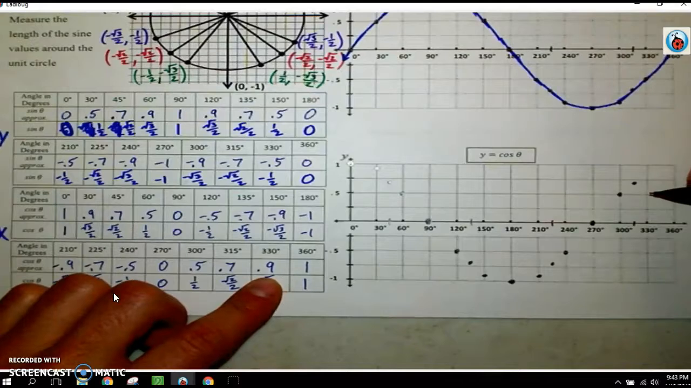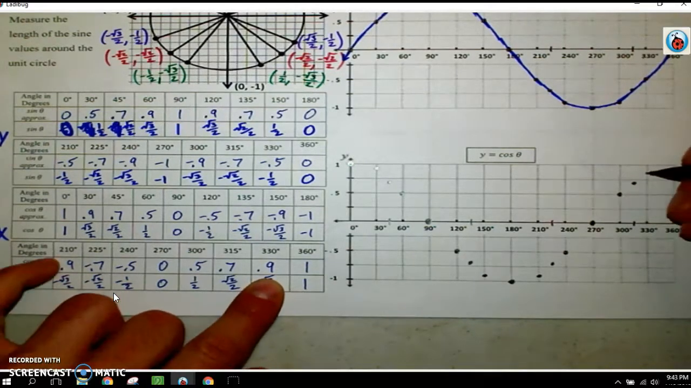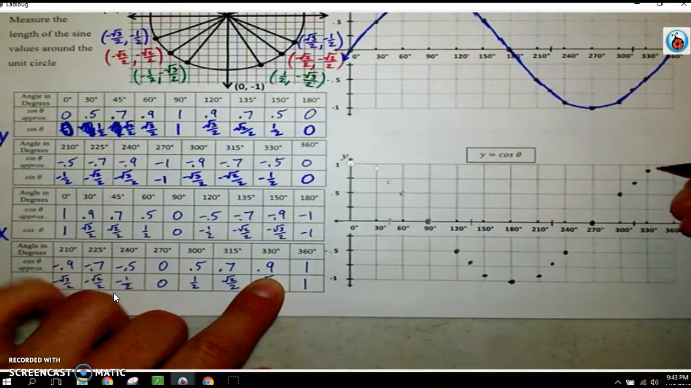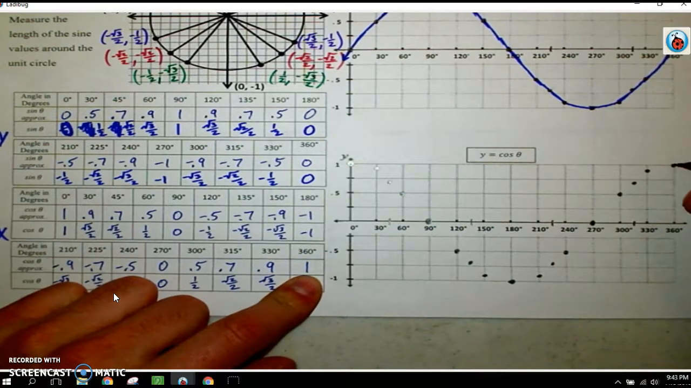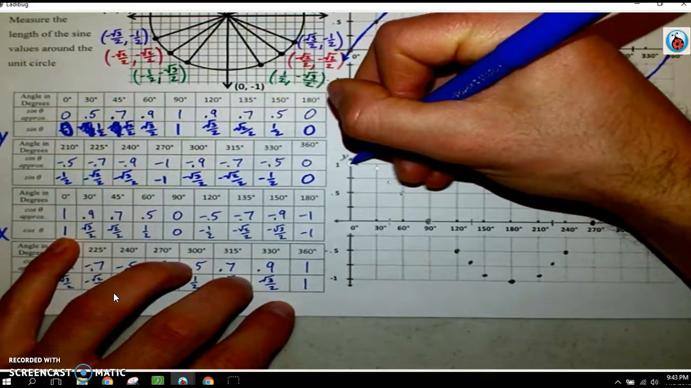And if I'm graphing too fast at any time, feel free to pause and catch up. At 330, 0.9. And at 360, positive 1. Now I'll go ahead and connect these with a nice smooth curve.